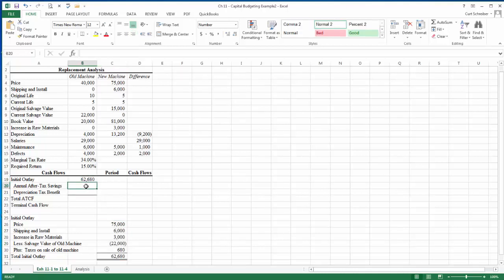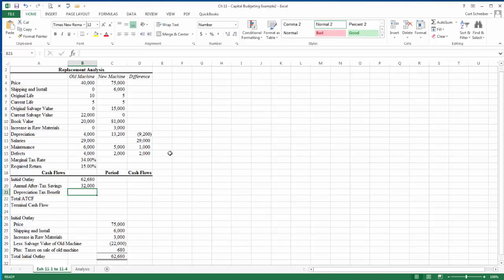Next we have our annual after-tax cost savings. Well, up here we said we would save 29,000, 1,000, and 3,000. So our savings is going to be equal to the auto sum. We can click on our auto sum and simply highlight these items. Okay, that's going to be our pre-tax annual savings.